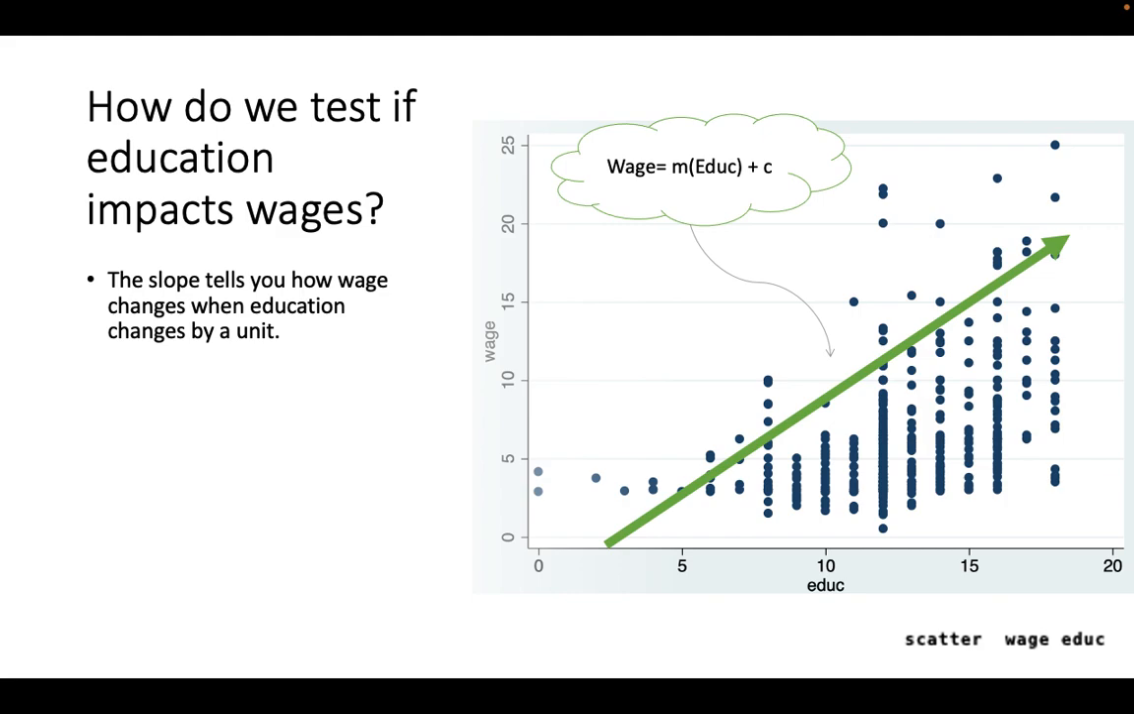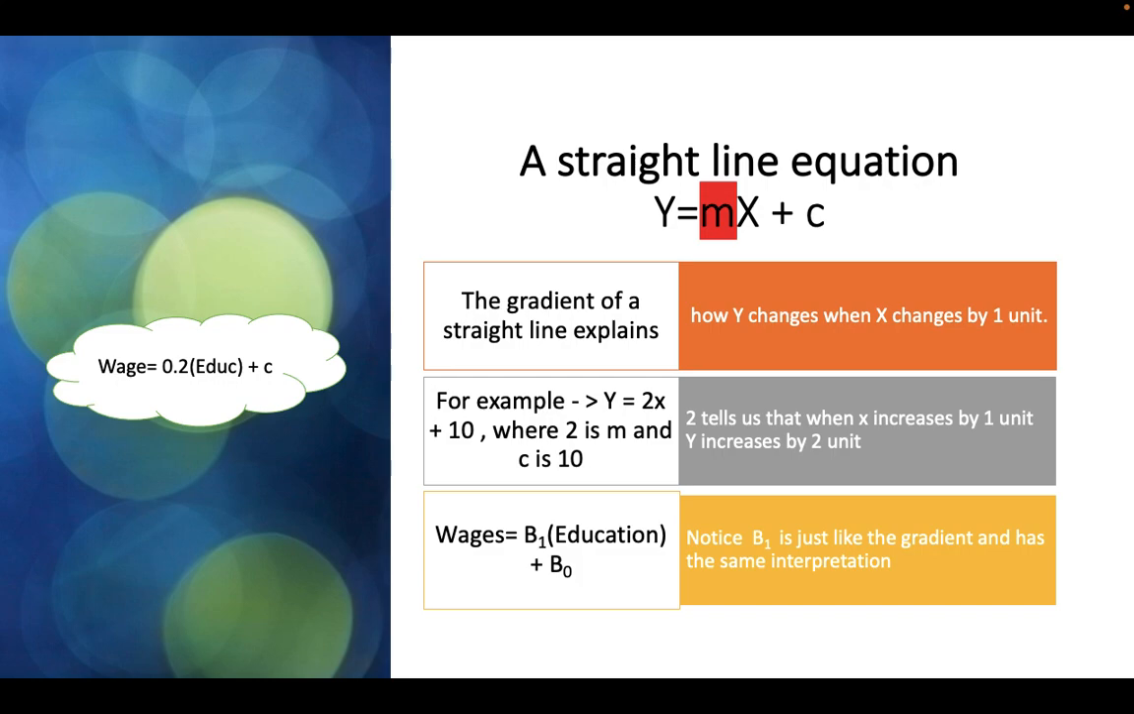So this is basically a straight line. This is what we've talked about. I'm sure you know about how the gradient basically tells you the rise over run.